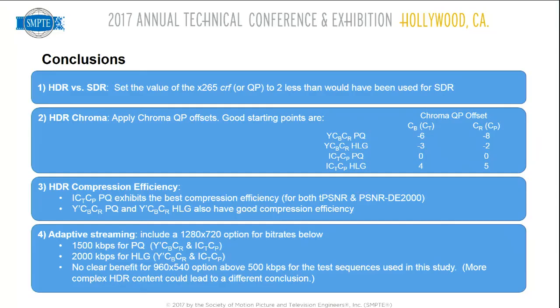In terms of compression efficiency, again with a caveat for the content that I'm looking at here, which is a very small set of content, ICtCp and any kind of YCbCr are very close, and you can use any of those. And then for adaptive streaming, using this methodology combined with that ADIS methodology, it looks like about 1,500 kilobits per second. So you're going here, this is 1920x1080, down to a lower resolution. You should repeat this methodology if you're talking about 4K HDR, to find where your switch points are. And there's no clear benefit right now for that lowest resolution, the 960 by 540, content dependent.